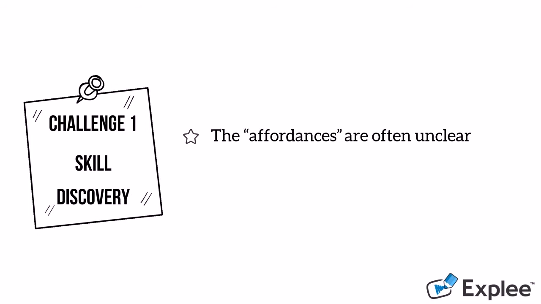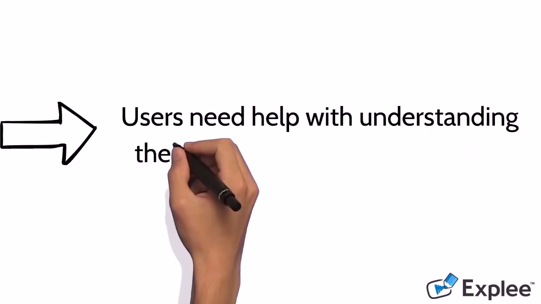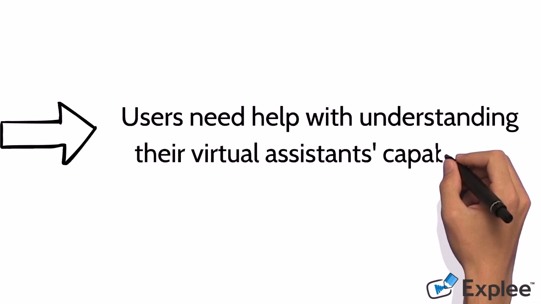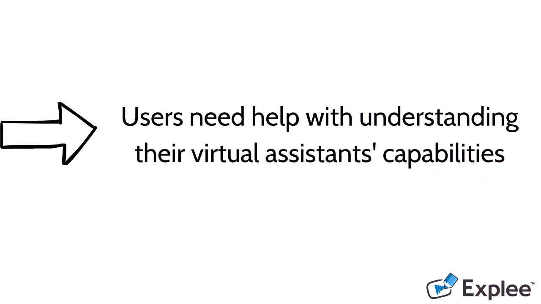The second reason is that skills are increasing really fast. Users often struggle to keep track as new skills are released. It's clear that users need help to fully understand the capability of their virtual assistants. And technology to support salient skill discovery is necessary to help them make the best use of these assistants. The second challenge is skill search.